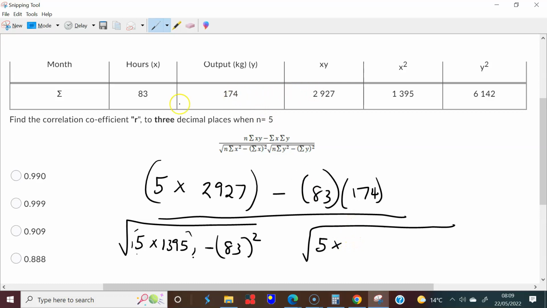the y squared, yes, so the sum of y squared, which is 6142, and then subtract just the y squared on its own, 174 squared. So we literally need to plug all of this into a calculator and see what we come out with.